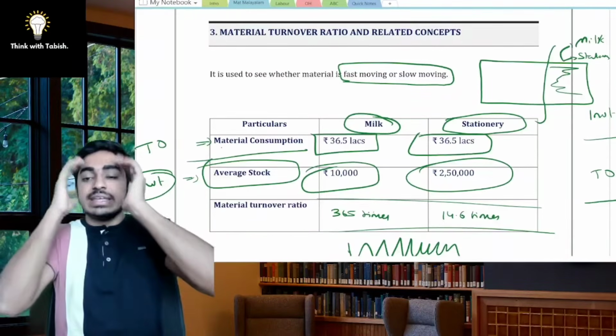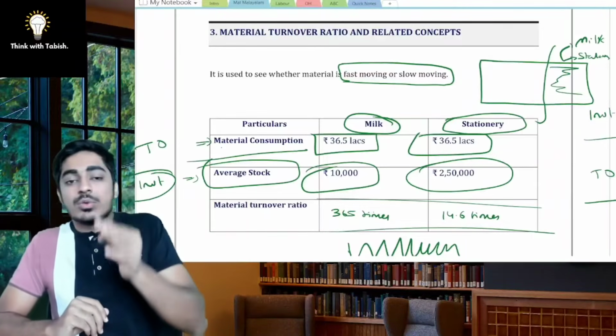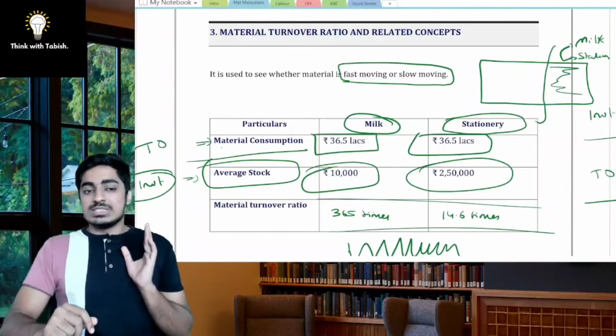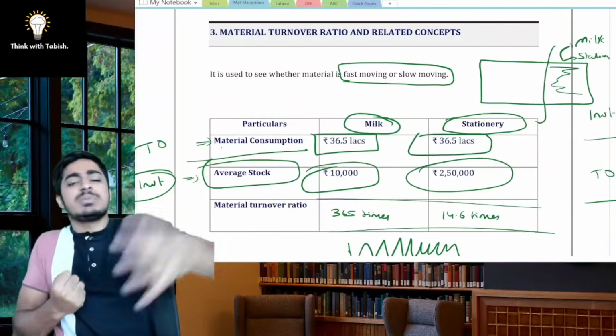Why do we use material turnover ratio? To see whether the material is fast moving or slow moving. How do we see? If, with very little money, we can do maximum turnover.